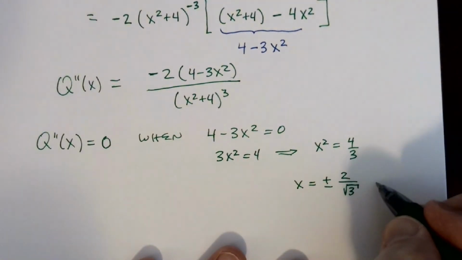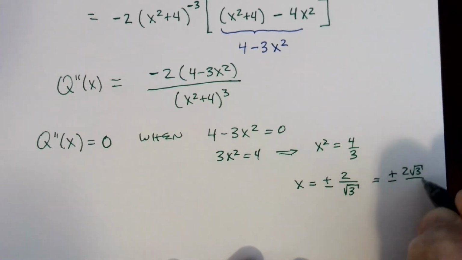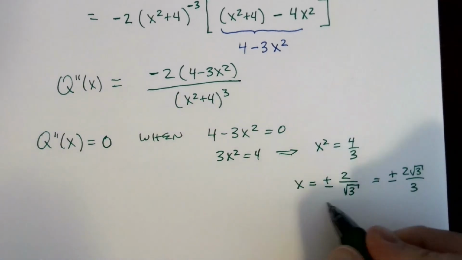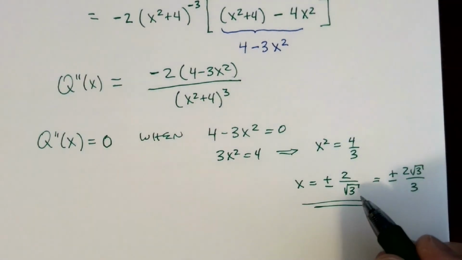I'll leave it like that. You know, if you look in the back of the book, you might see there's what? Plus or minus 2 root 3 over 3. I'll just leave it as that, but you know, they've rationalized, that's fine. I'll just leave it like that.